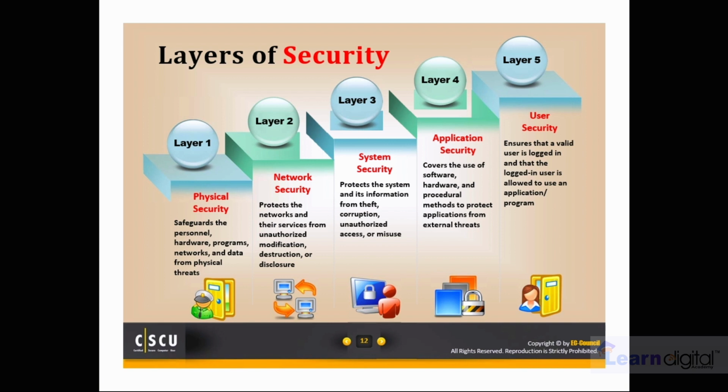Physical, where you safeguard personnel, hardware, programs, networks, and data from physical threats. The network security, where you can secure network traffic and communication channels through measures such as firewalls, intrusion detection systems, and VPN. The third, system security, where you can protect the system and its information from theft, corruption, unauthorized access, or maybe misuse. Fourth, application security, where you can secure software and applications from vulnerabilities and attacks such as cross-site scripting and SQL injection. The next, user security, where you can manage user identities, access controls, and training to prevent insider threats and user errors as well.